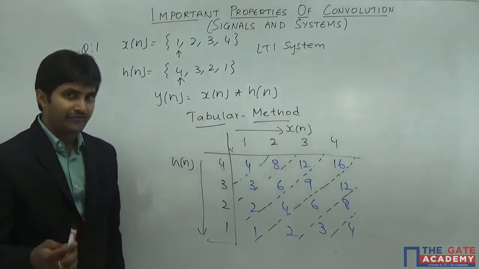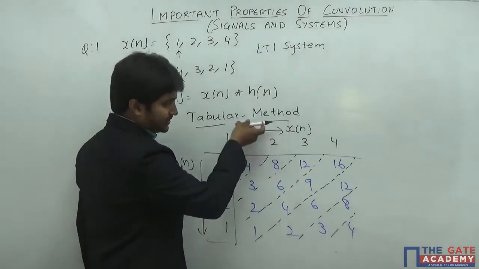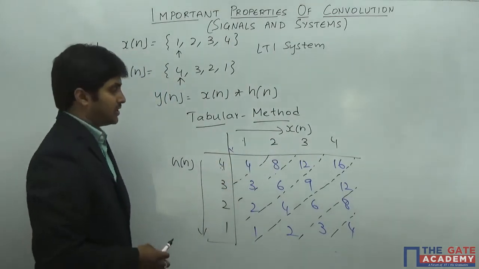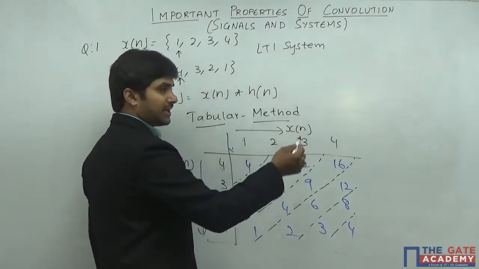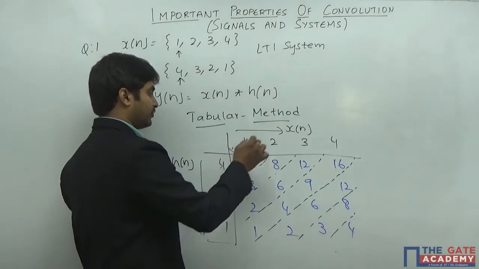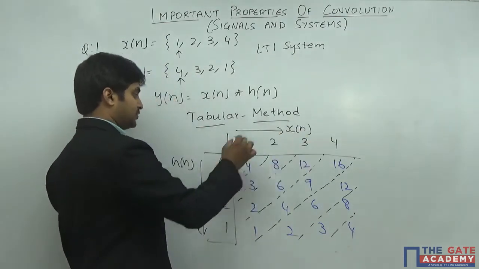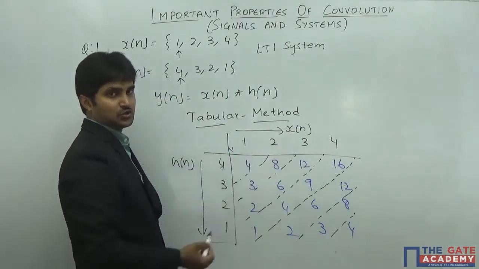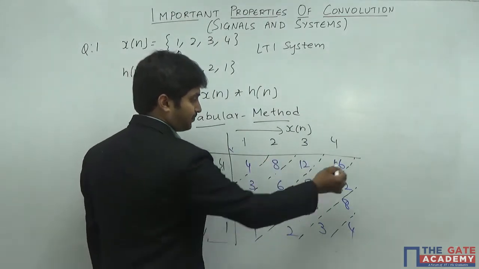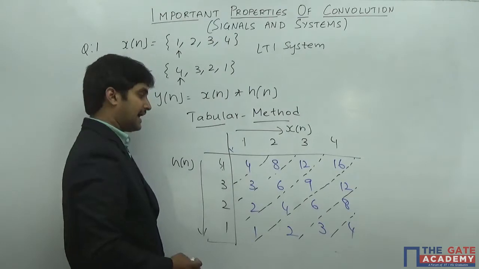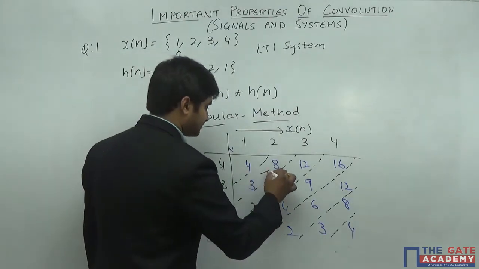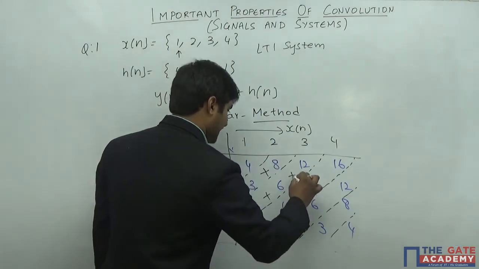First, what I have done is written x of n, the input samples, over here and the impulse response samples here. Then I started the multiplication. I have a table, and now I have to multiply. So 4 into 1, 4 into 2, 4 into 3, 4 into 4. 3 into 1, 3 into 2, 3 into 3, 3 into 4 and so on. After that, I am drawing some diagonals here, and all the diagonal elements are now going to be added.